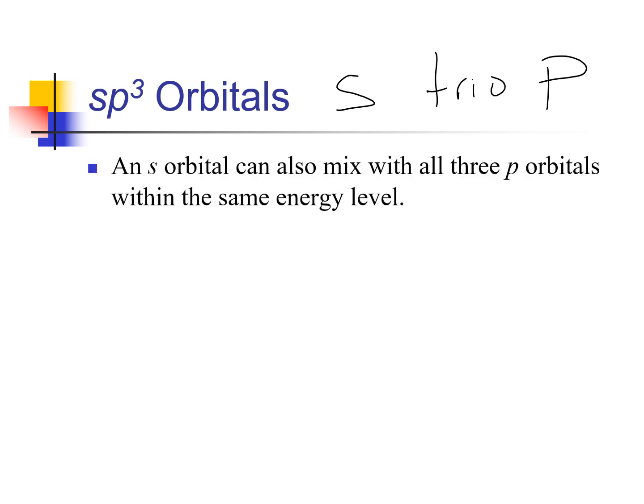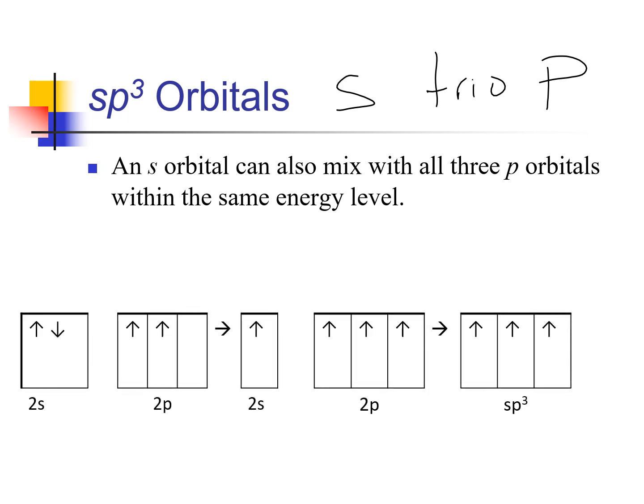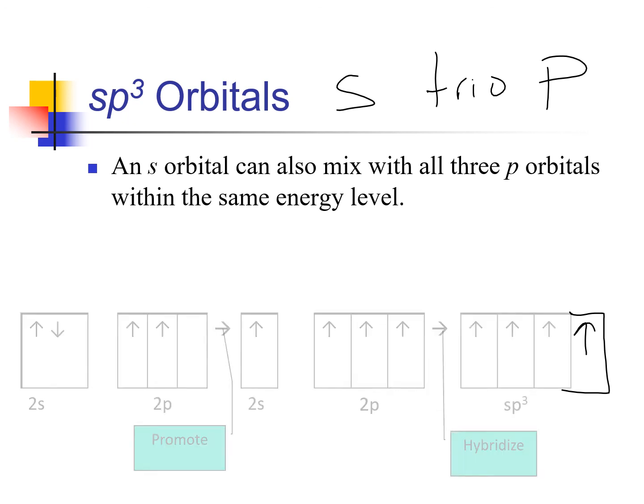Finally, sp3. So it's formed from a single s and a trio of p's. So how many orbitals in total? 1 plus 3 is 4. It's 4 electron domains. So we get 4 sp3 orbitals. We see the same hybridization thing going on. There's 4 of them.